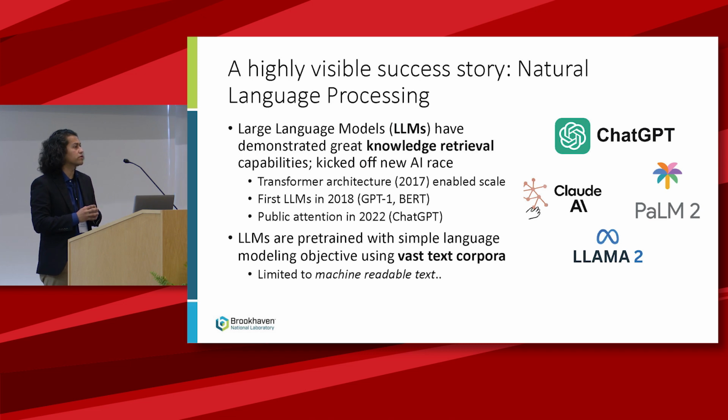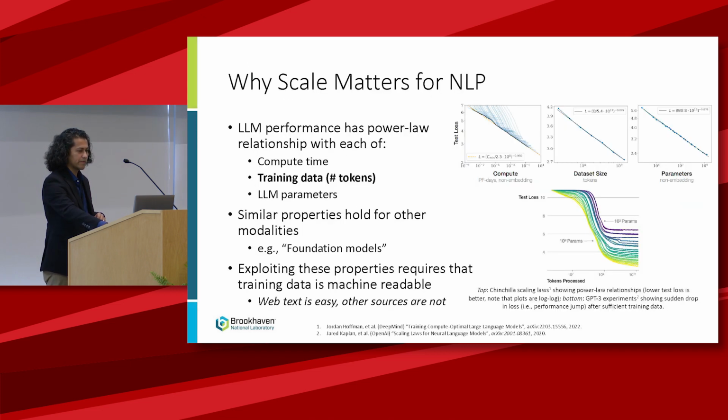Now, the reason this is important is because it's a good demonstration of why scale matters. These LLMs have been pre-trained on a very simple machine learning objective. It's language modeling, next token prediction, next word prediction, basically. But the reason they work is because we pre-trained them on enormous text corpora, billions of words. And the problem there is that you're limited to machine-readable text. All of the data that was used to pre-train these large language models was scraped from the web. It's still a very useful tool, but it kind of shows you some of the limitations of what it means to get machine-readable information into your models.